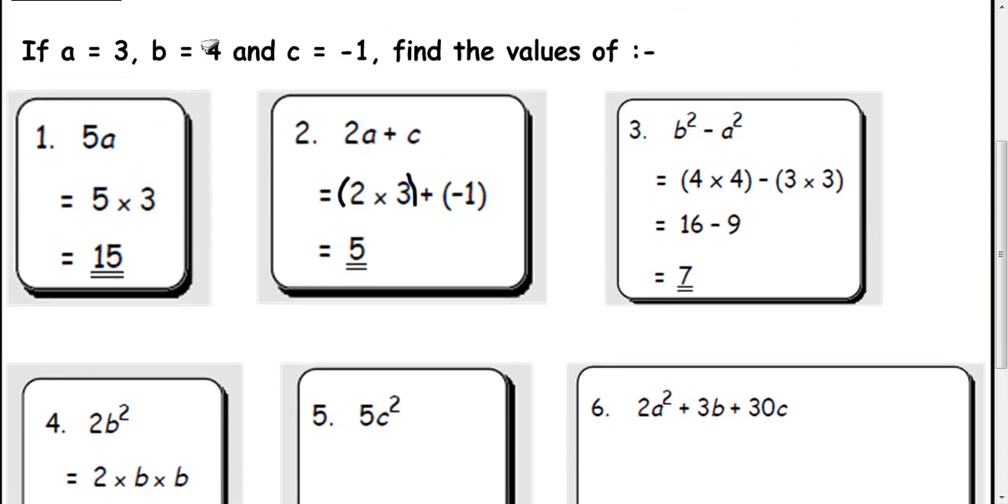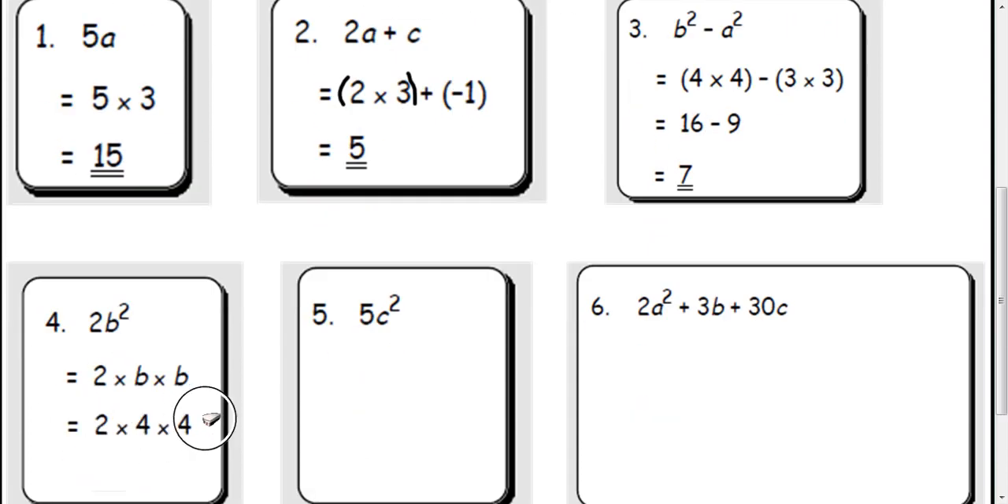Now b is 4, so I'm doing 2 times 4 times 4. It doesn't matter what way around you do this. You can do 2 times 4 first and get 8, and then do times 4, which is 32. Or you can do the 4 times 4 first and get 16 and double it. That's 32.